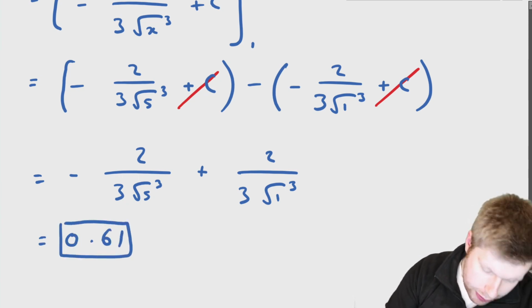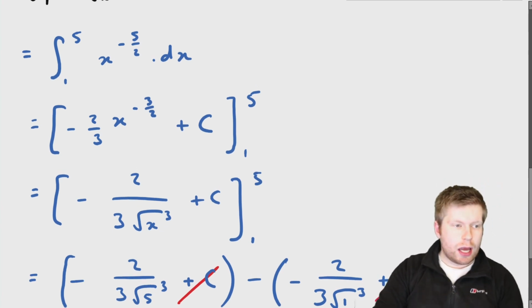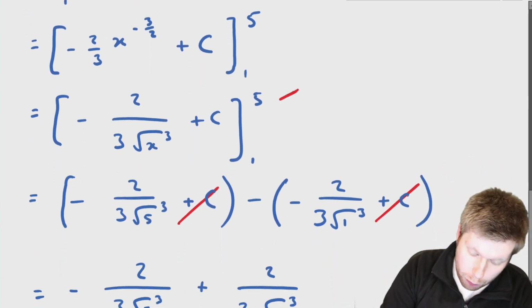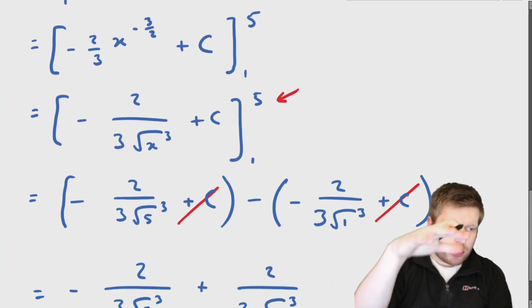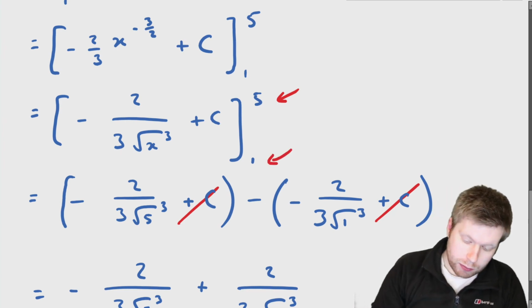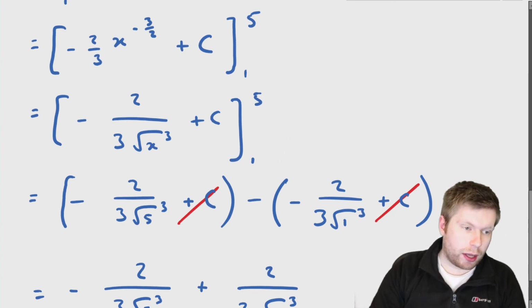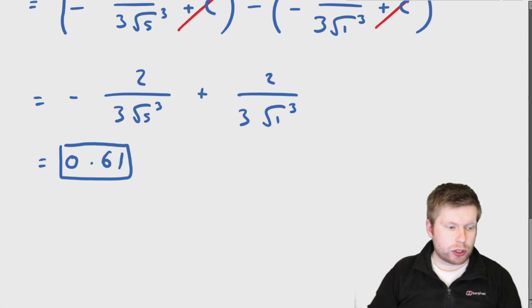But just remember, when you've got limits, it's a very, very simple idea. First of all, you do your integration. Then you stick your top limit in, then you stick your bottom limit in, and then you take them away from each other, in that order. So in this case, the answer is 0.61.